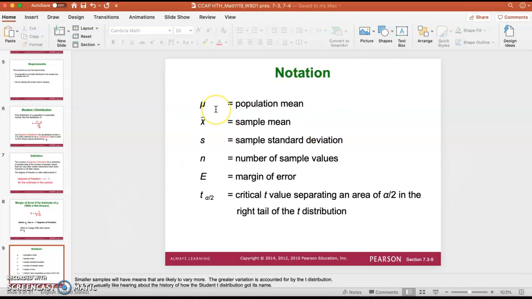Now just to clarify the notation again: mu still stands for our population mean, x bar is our sample mean, s is what we'll use for the sample standard deviation, n is our number of sample values, and E is the margin of error. Then t sub alpha over 2, or we could use t sub c, essentially just stands for that t critical value. And similar to z critical values, the alpha over 2 stands for the area to the right of some value in a distribution, but it can be that same area on both the right and left tails of the distribution.